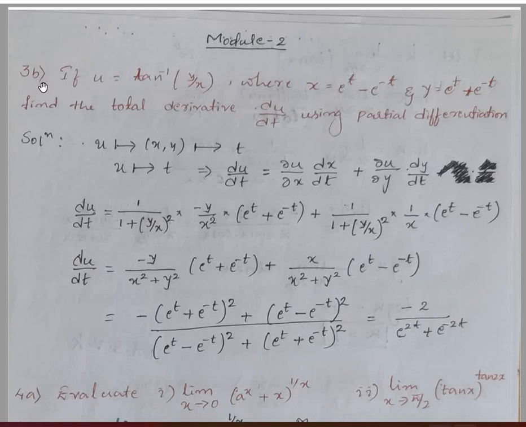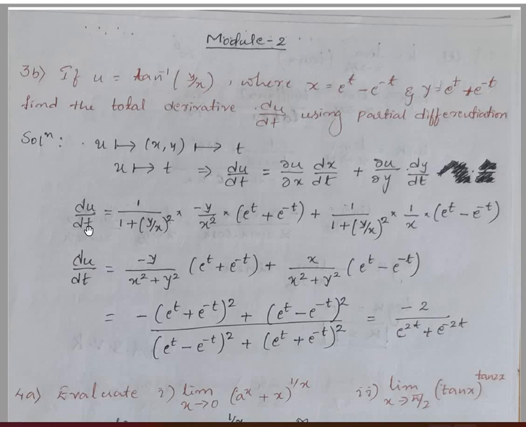Now moving on to module 2. Question 3b is given: if u equal to tan inverse y by x, where x and y are given, find the total derivative du by dt using partial differentiation. So here u depends on x and y, and x and y depend on t. Finally you are required to find u depending on t. So the total derivative du by dt is defined as del u by del x into dx by dt plus del u by del y into dy by dt.